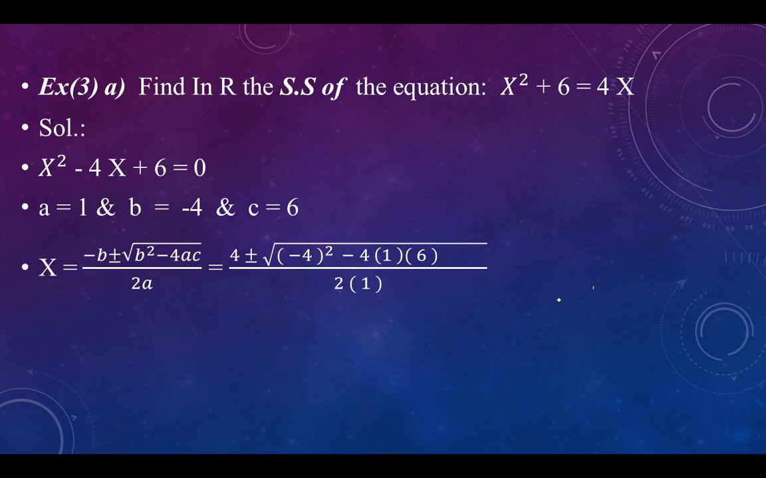Now you can see that x equals 4, positive or negative, what is left over. Negative 4 to the power of 2 is 16, minus 24. 16 minus 24 equals negative 8, over 2 times 1, which equals 2.